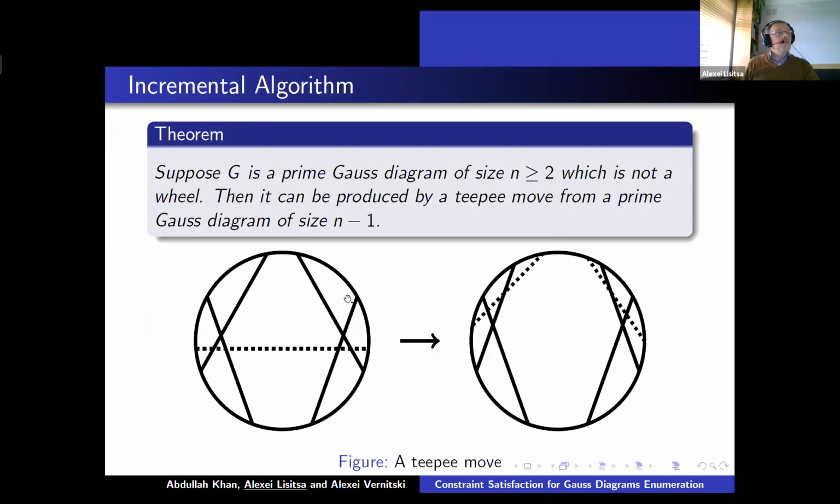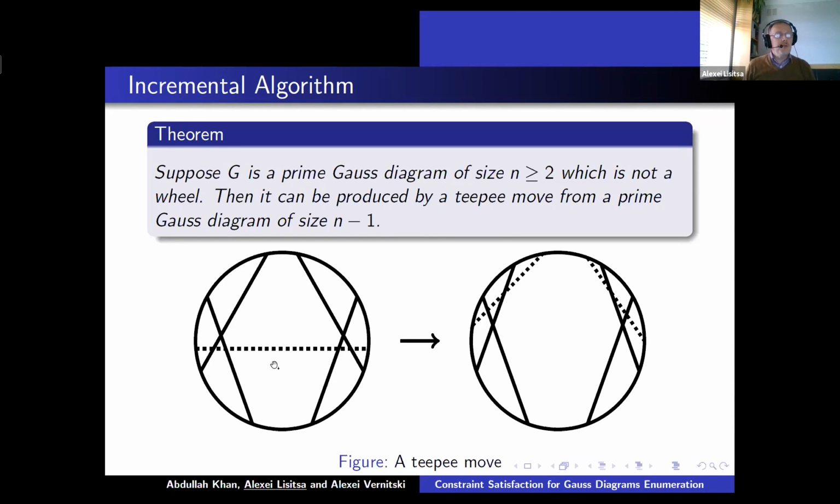Now, we also produced a more interesting algorithm. From my personal perspective, it's a bit more interesting. It's not so direct. Instead of generating all diagrams of a given size from scratch, it generates a set of diagrams based on size n-1. So if you have already generated smaller sizes, now you can produce bigger sizes. And how do you produce them? By this very simple move.